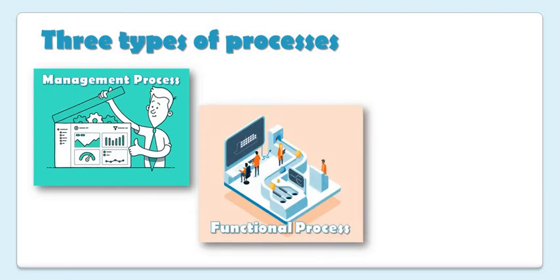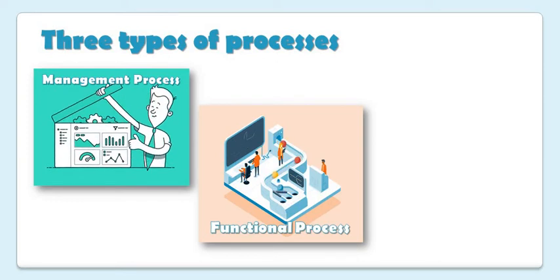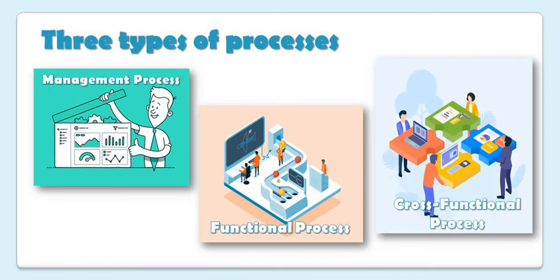The second type of process is the functional process. This kind of process consists of methods used to achieve functional objectives within a group or an individual. And for the last, we have the cross-functional process.